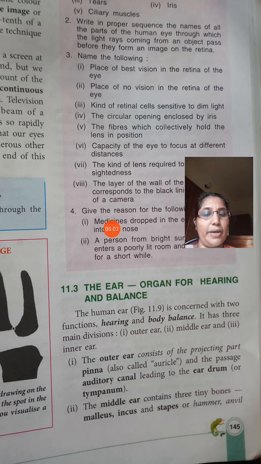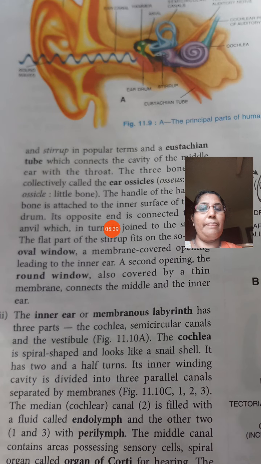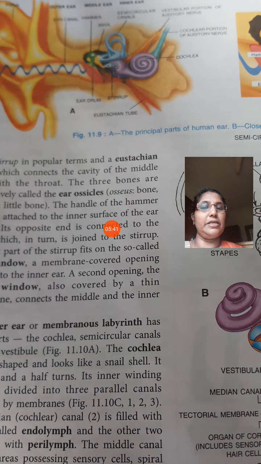This name is its common name. Malleus, incus, stapes. If a question is asked to write the names of the three ear ossicles, you can write malleus, incus, stapes. Hammer, anvil, you need not write. Those are the common names usually used. You should write malleus, incus, stapes. Then the three ear bones together are known as the ear ossicles. Stirrup is used in popular terms like that.